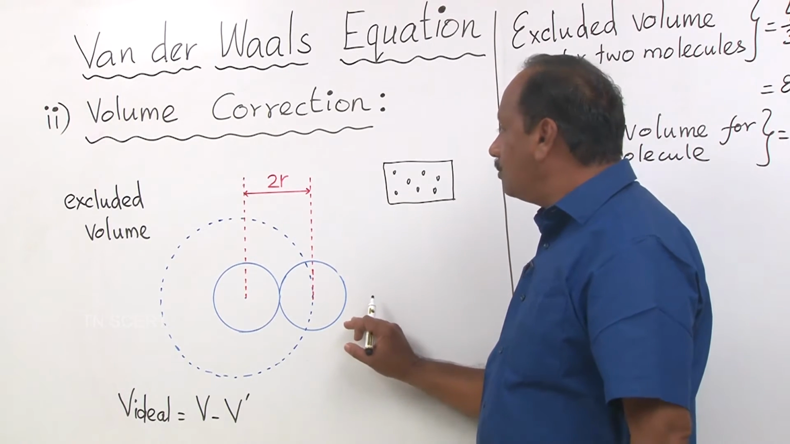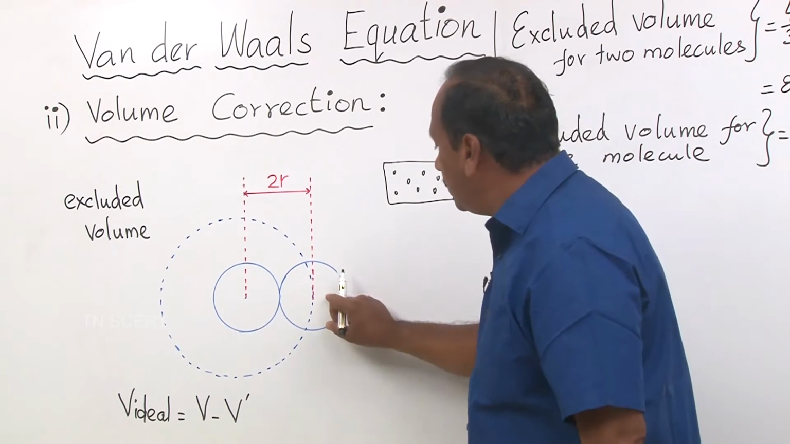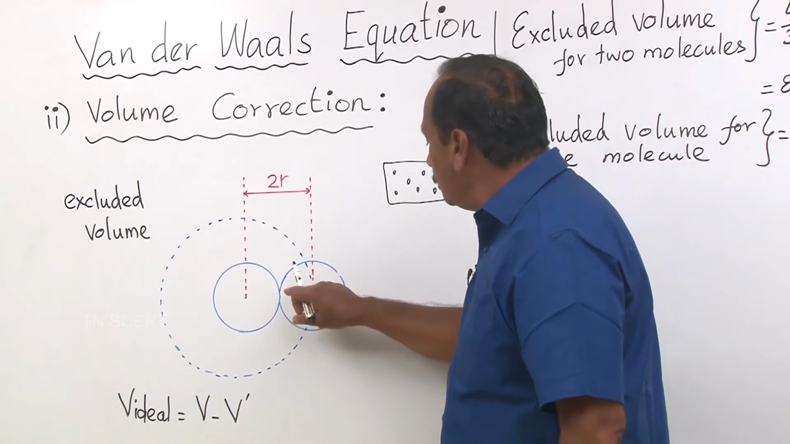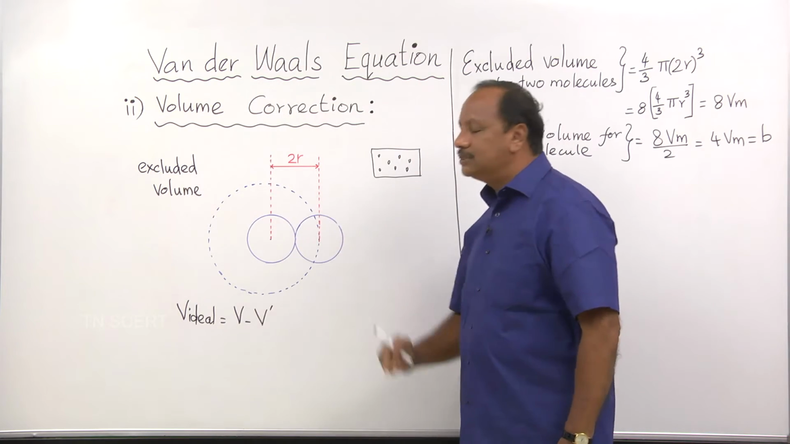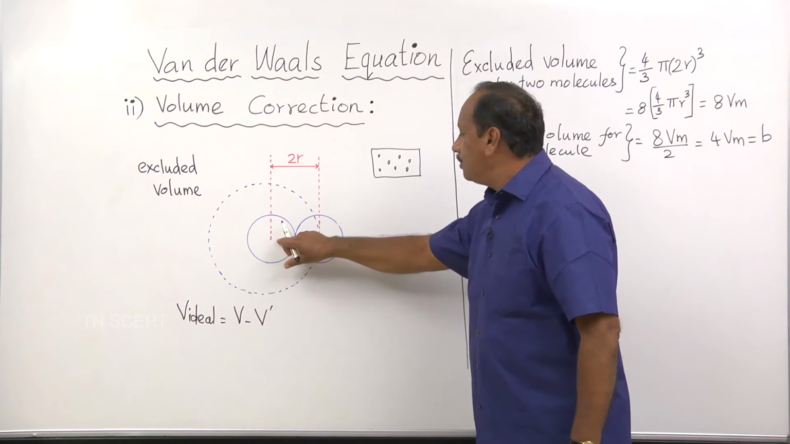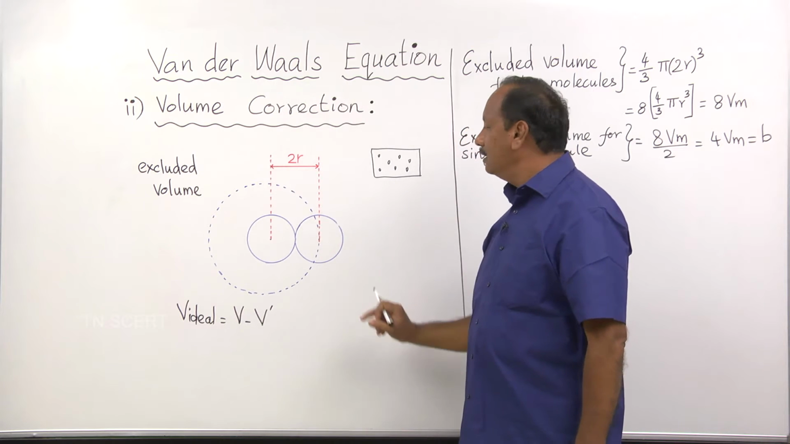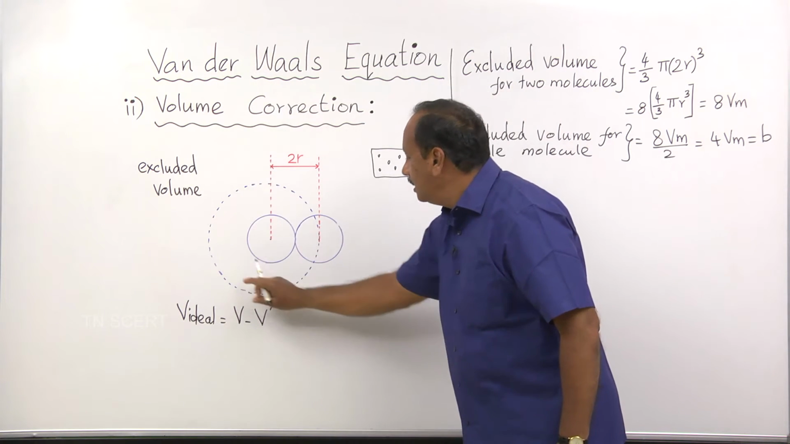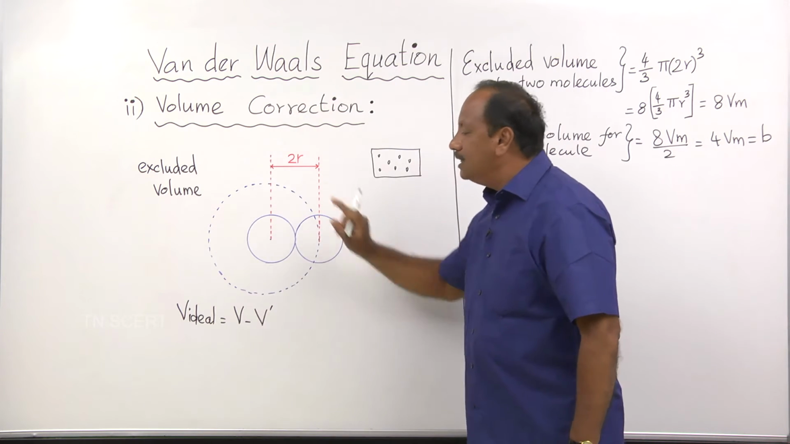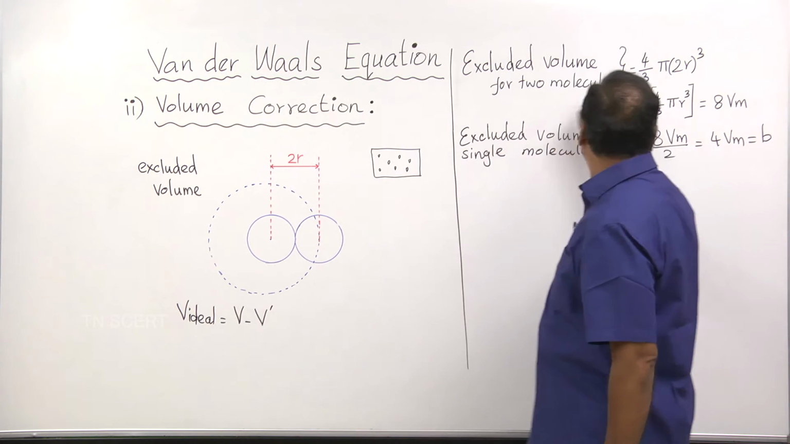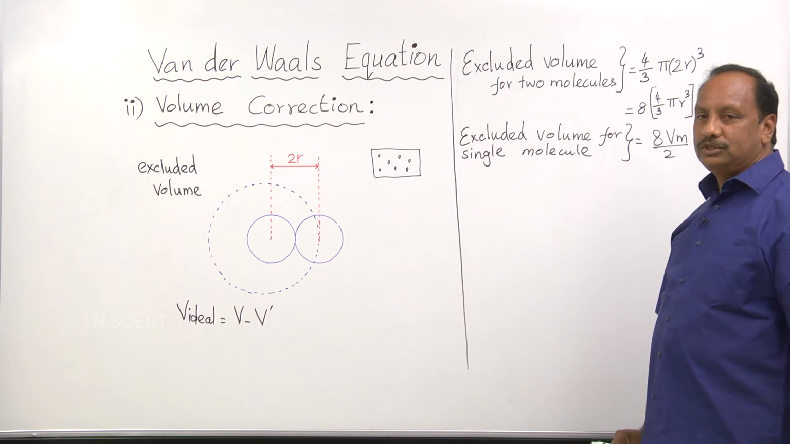So, how to calculate the excluded volume for two molecules? This is one molecule, this is another molecule, whose radius is r. Radius of one molecule is r, the radius of another molecule is r, so r plus r is 2r. Now, we draw a sphere with the radius of 2r. So, what is the volume of this sphere? That is 4 by 3 pi into 2r cube. This is the excluded volume for two molecules.